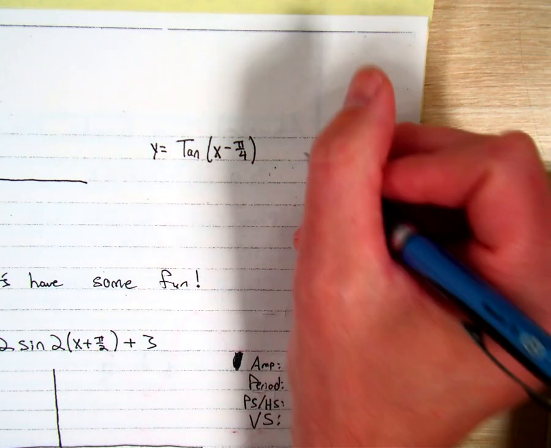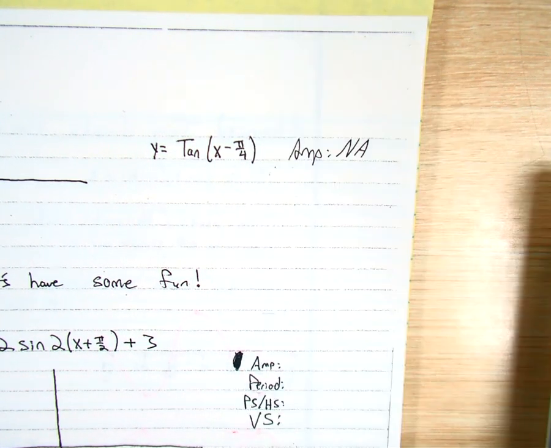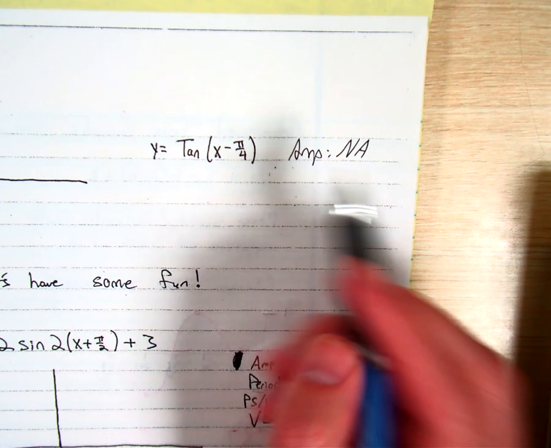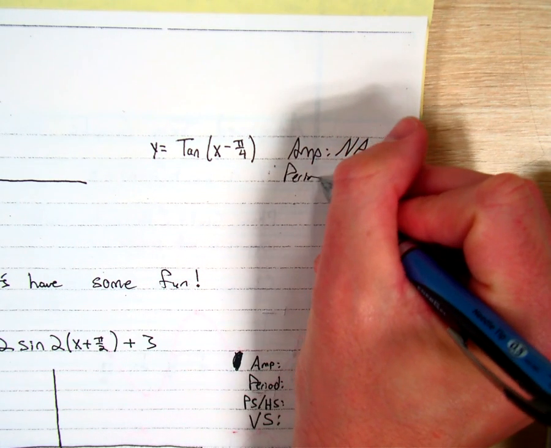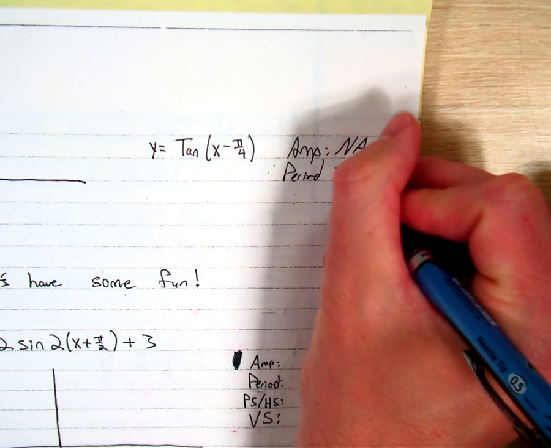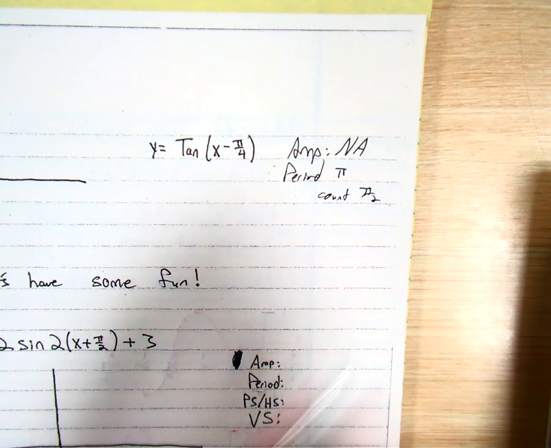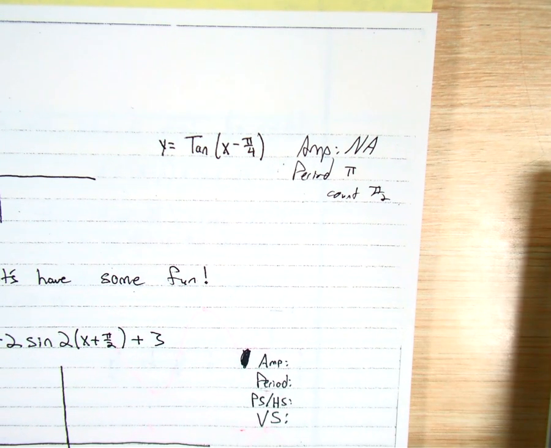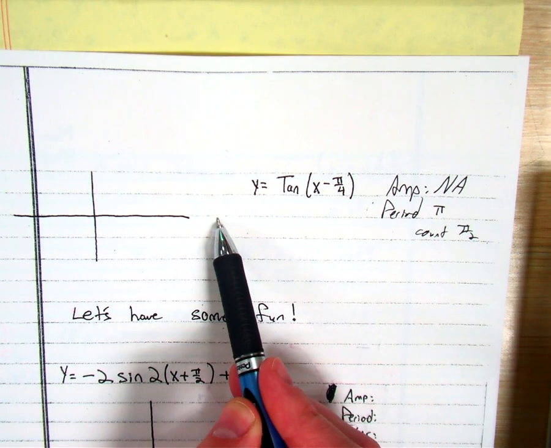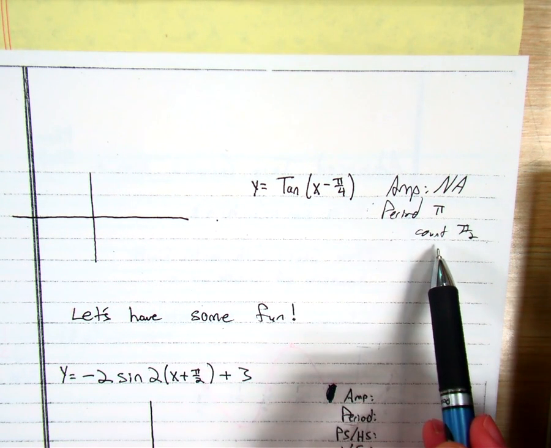to think about. Okay, amp is NA, technically not applicable, but we technically also will use that kind of invisible one there. Okay, period, normal period, no period change, so normal period would be pi, which would mean we're going to count by pi over 2s. Okay, so normally we're going to start at 0 and then have pi over 2, pi, 3 pi over 2, dot, dot, dot. Okay, it keeps going.